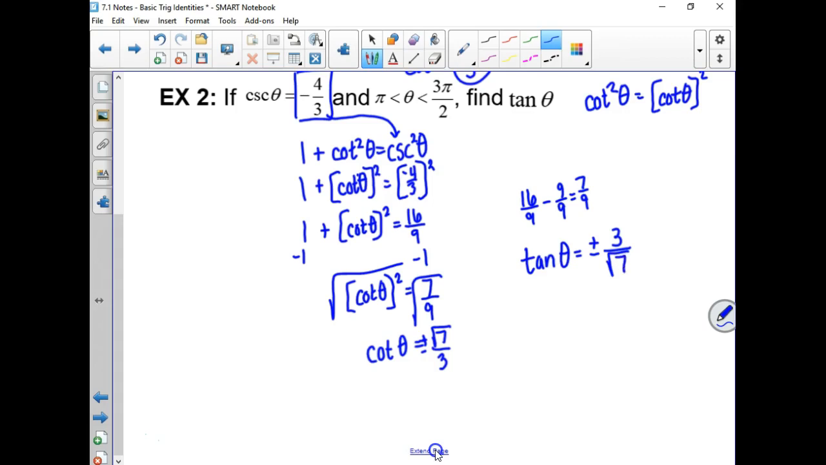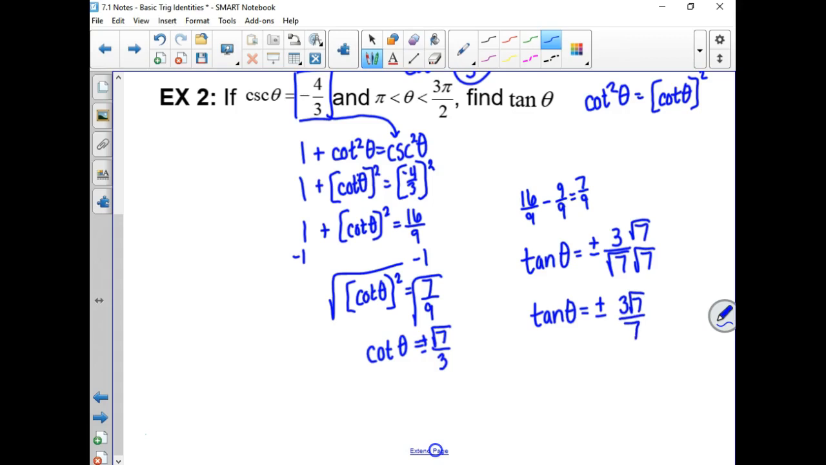Now the problem is typically our textbook is not going to leave the answer like this. Our textbook is going to rationalize that denominator. So we'd multiply by square root of 7 in the top and bottom. So tangent of theta is plus or minus 3 square root of 7 over 7.